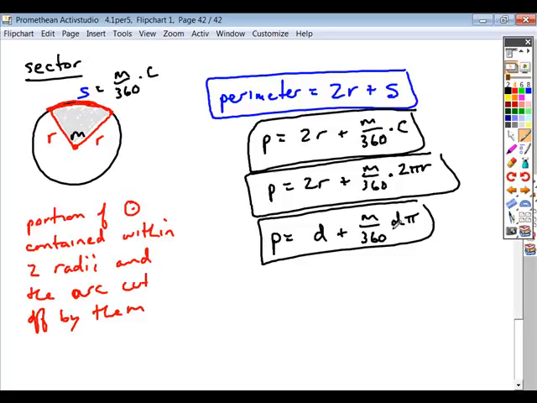Is the sector like the angle, or is it like the... No, it's the whole, it's the enclosed figure. Yeah, so a sector can have a perimeter because it's an enclosed figure.